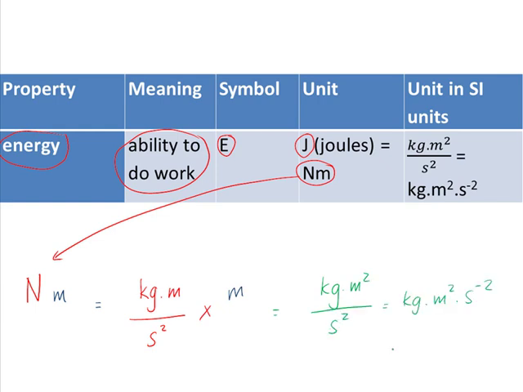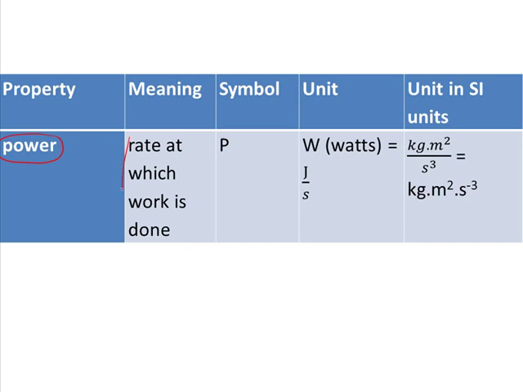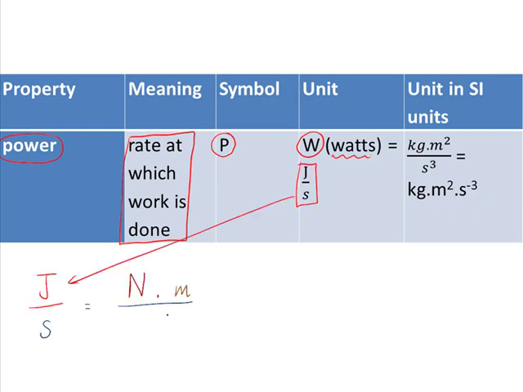Power means the rate at which work is done. Its symbol is a P. Its unit is the watt. Watt is written shortly as a W. A watt is a joule per second. Remember that a joule is a newton meter. So a watt is a newton meter per second. Remember that a newton is a kilogram meter per second squared.